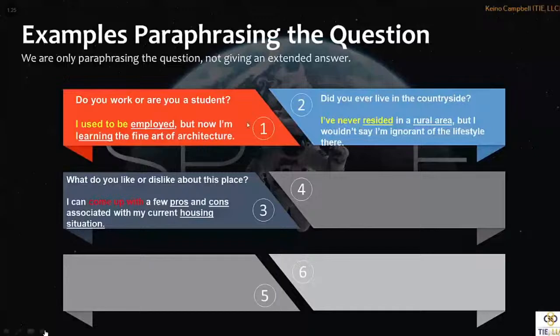So let's look at these three. Work, employed, learning, student. Used to be, really good fluency tool to be able to give a nice extended answer. Rural area, countryside. Resided, live, lifestyles related to countryside and living also. Come up with. Using these kind of phrases is really great. The phrases like come up with are the kind of idiomatic language that they really, really like a lot. Pros and cons, like or dislike, housing situation, and place. That's what we call the art of paraphrasing the question.